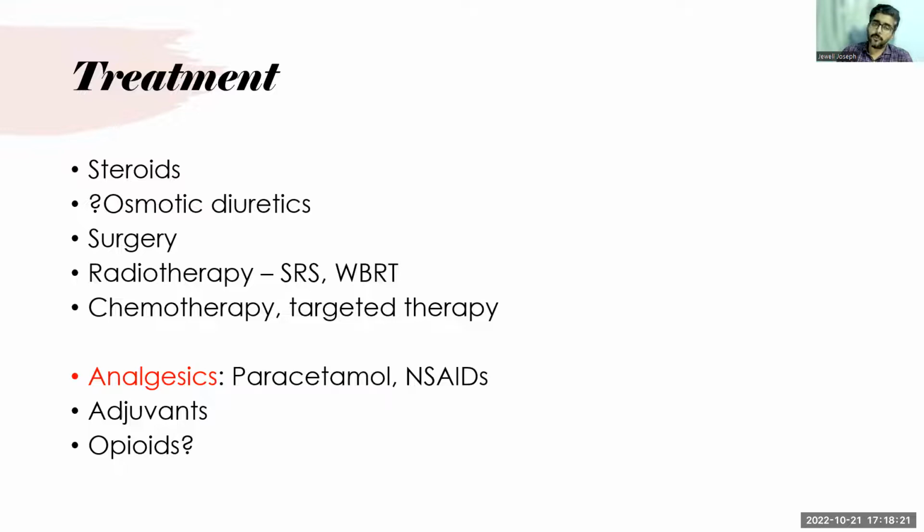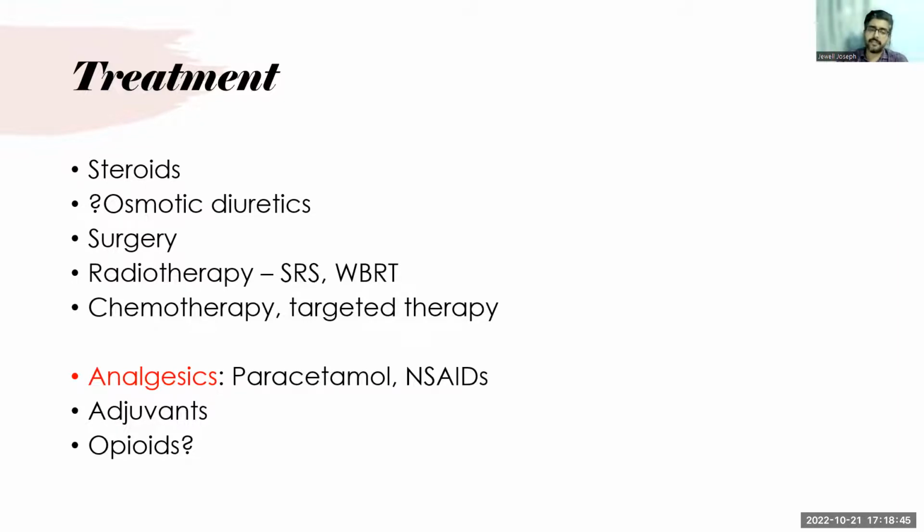Osmotic diuretics, although we have been using osmotic diuretics like mannitol for the reduction of increased intracranial tension for a long time, and we still use them for that matter. But the recent studies have suggested that in brain mets or brain tumors, the effect of osmotic diuretics actually plateaus off very quickly. So that is not a very strong recommendation nowadays, but steroids are.